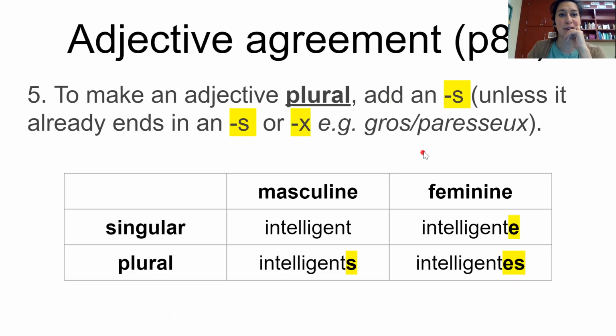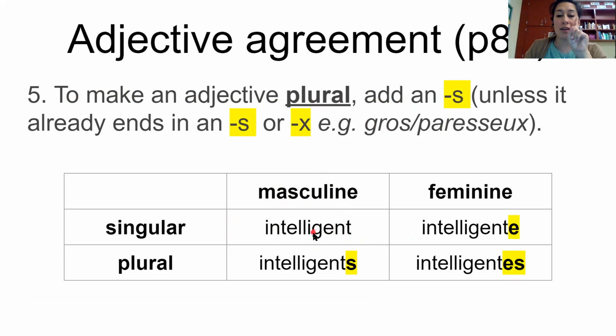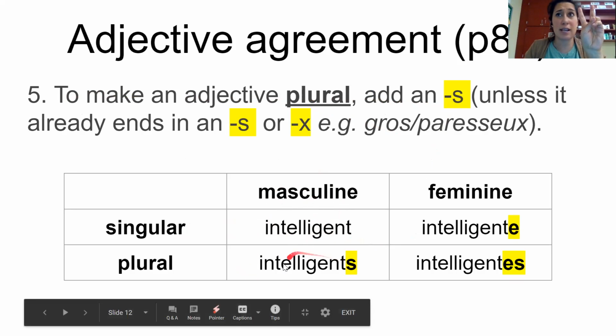Okay, gonna keep going. All right, this is not something that we looked at in the examples, but to make an adjective plural, we add an S. So that's just like in English, except that we don't do it with adjectives in English, but in French you do. So if I'm talking about one intelligent boy, masculine singular, le garçon intelligent. But if I'm talking about many intelligent boys, it'd be les garçons intelligents.